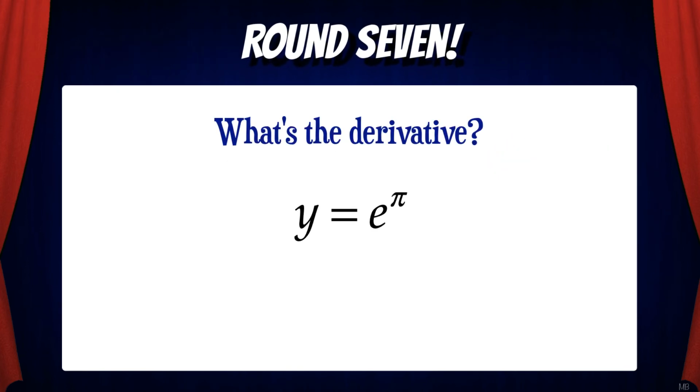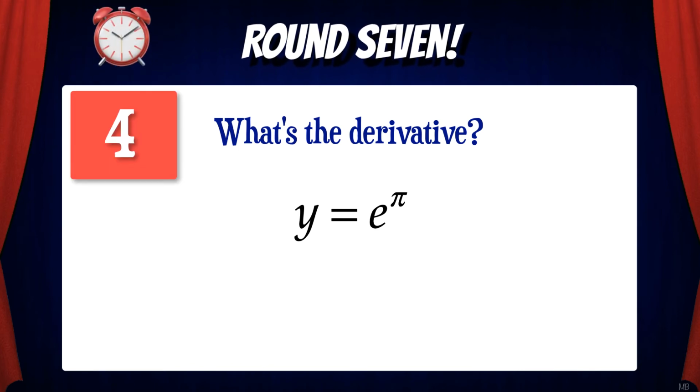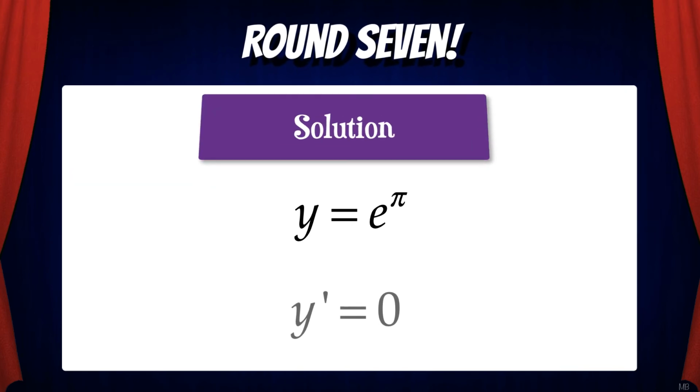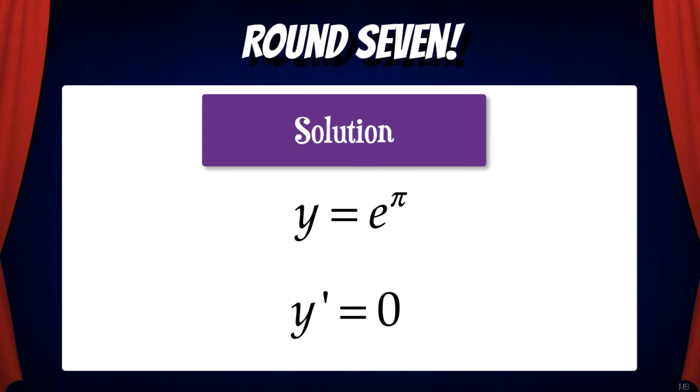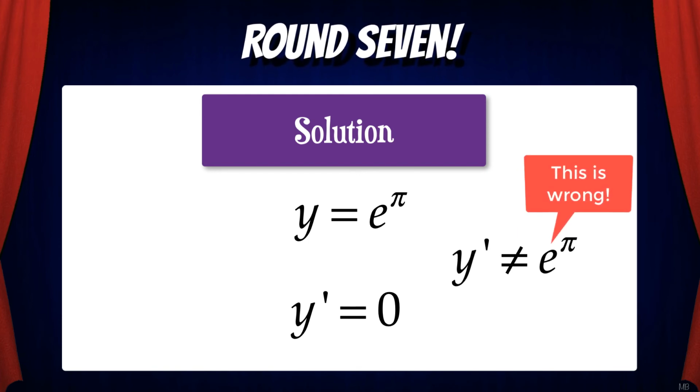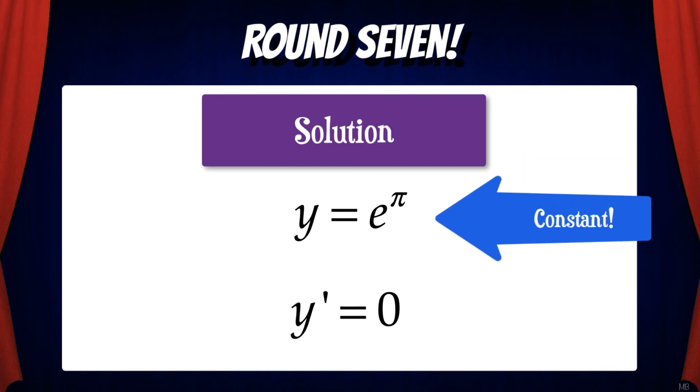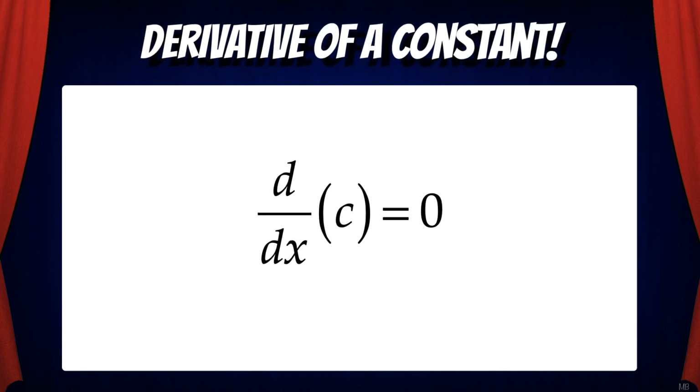Alright, last one. What's the derivative of y equals e to the pi? The solution is y prime equals 0. Now I hope you didn't say the derivative of y equals e to the pi is e to the pi, because that's just wrong. Remember that e to the pi is just a constant, and the derivative of a constant is 0.